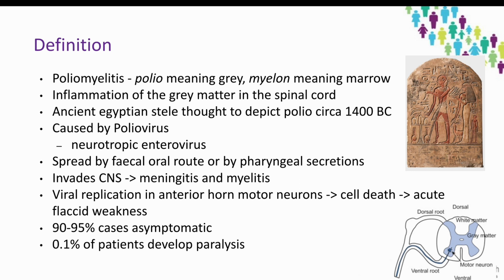The virus invades the central nervous system, and this leads to meningitis and myelitis. Viral replication occurs in the anterior horn motor neurons, which leads to cell death and then subsequent acute flaccid weakness. About 90 to 95% of cases are actually asymptomatic, and it's only 0.1% of patients that will develop paralysis.